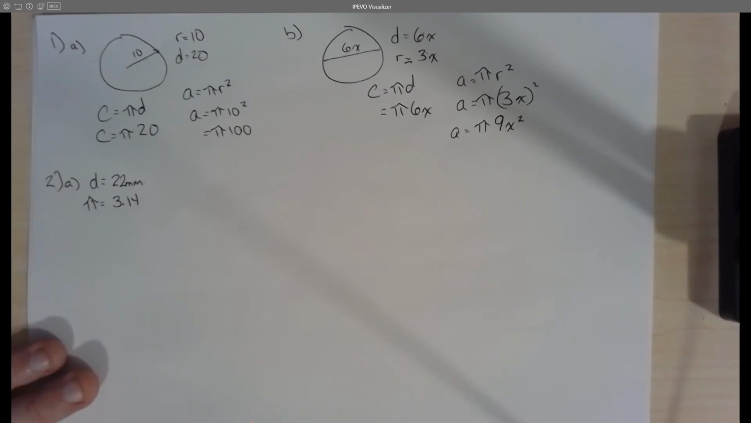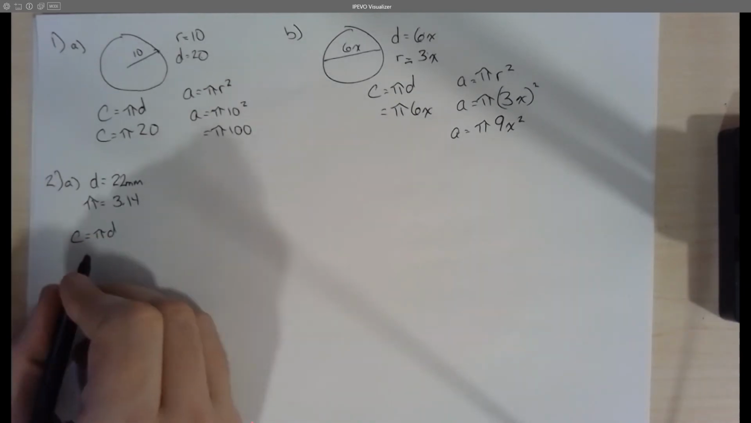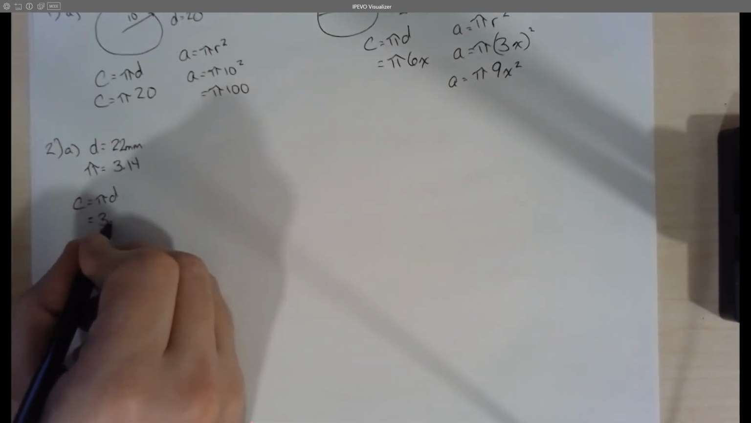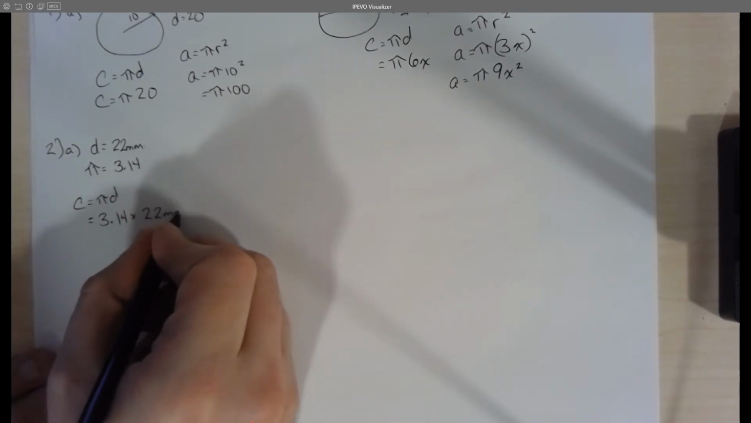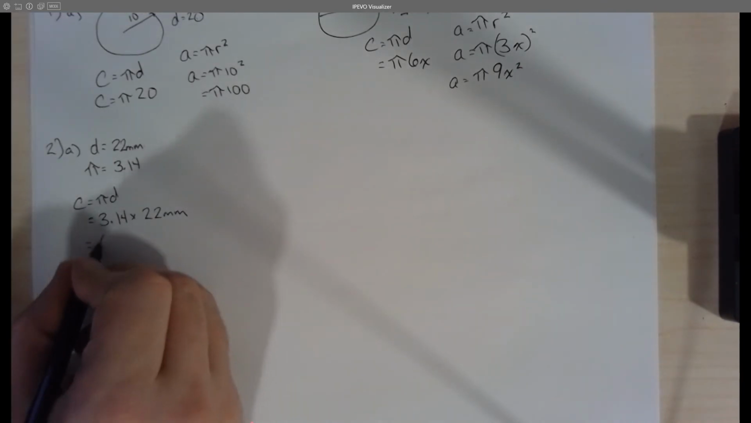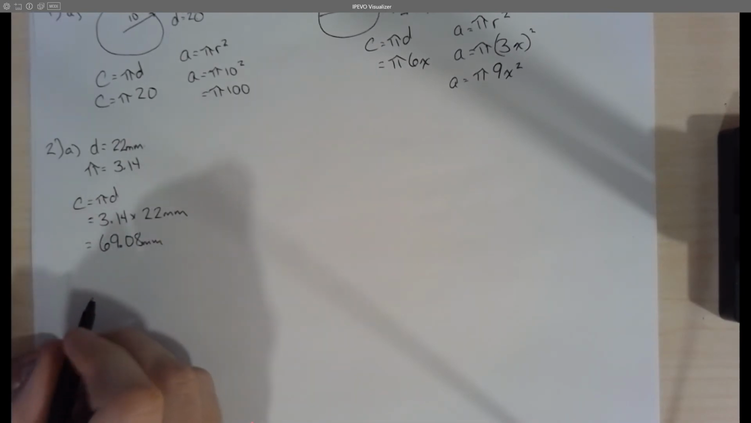To figure out circumference, remember that circumference equals pi d. We're going over this formula a lot, but that's good. In other words, pi we're saying is 3.14 times diameter, which is 22 millimeters. When we plug that into our calculators, you should get a circumference of about 69.08 millimeters.